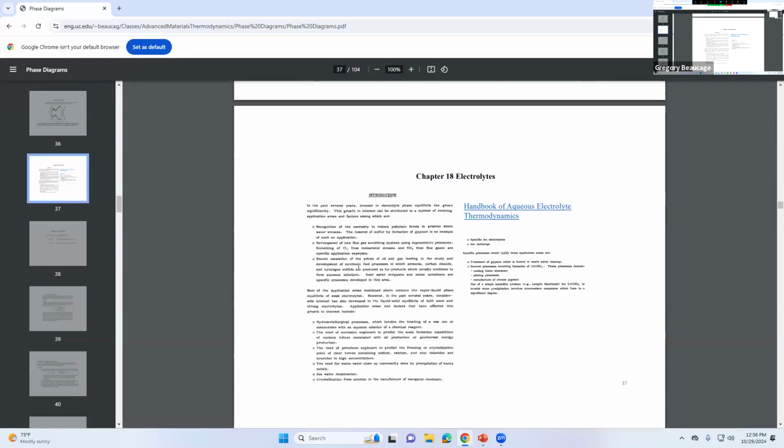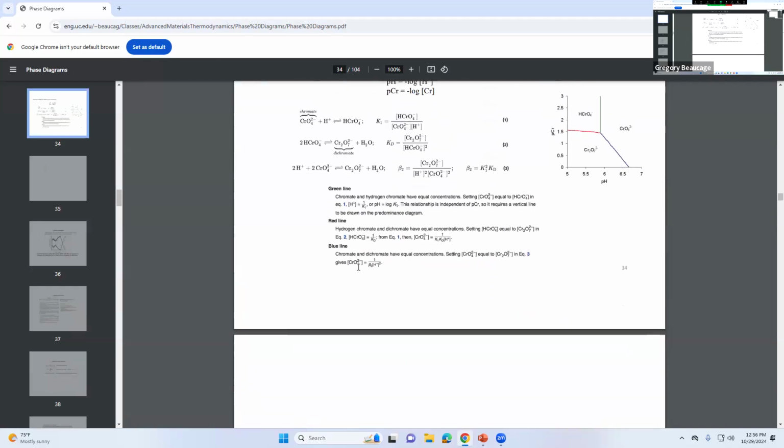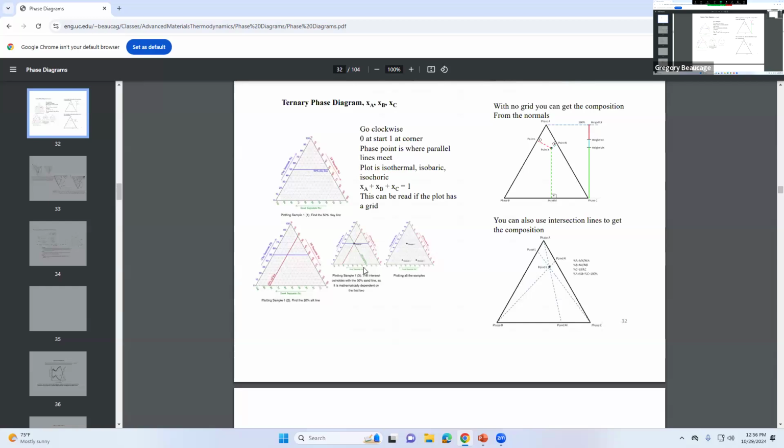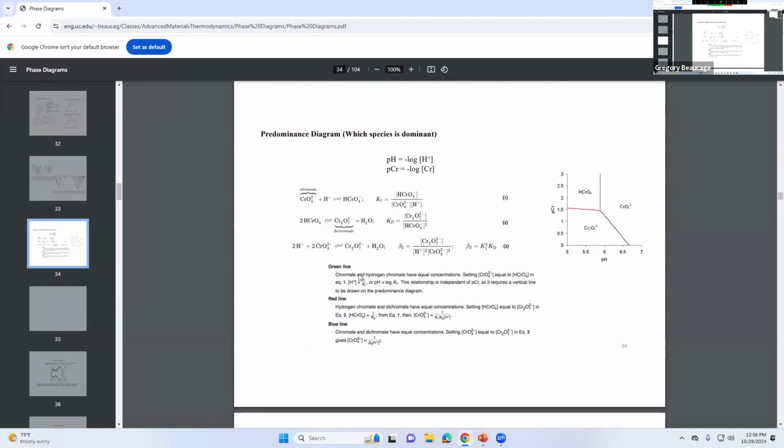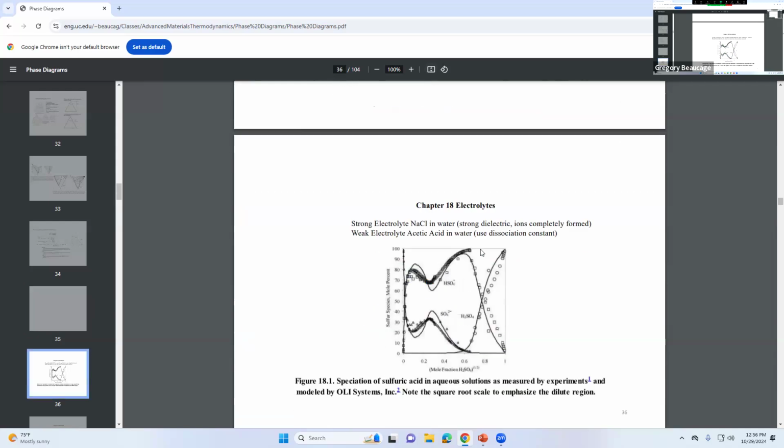I think it starts on 37 of that. No, actually it's before that. It's all the ternary, and then after that, predominance diagrams, and then that's the beginning of this electrolyte stuff. But it's a whole subject to itself that's a little bit off track.